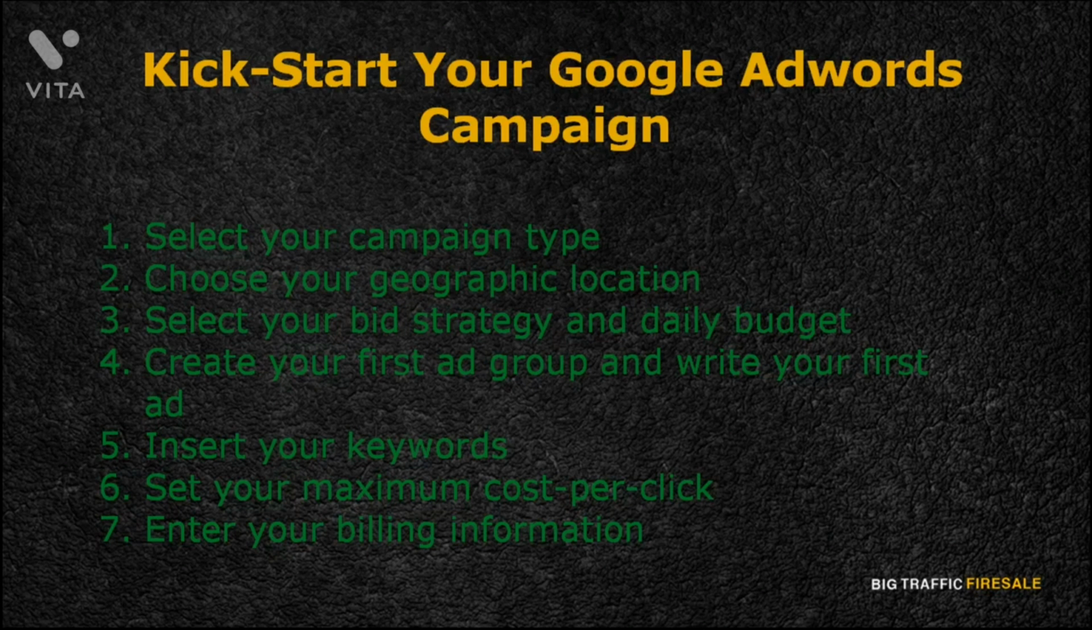Once you're logged into your account, click on the Create Your First Campaign button. Then there's 7 simple steps to kickstart your campaign. 1. Select your campaign type and name. 2. Choose the geographic location where you want your ads to appear. 3. Select your bid strategy and set your daily budget. 4. Create your first ad group and write your first ad. 5. Insert your keywords into the keyword field in your account. 6. Set your maximum cost per click. 7. Enter your billing information.